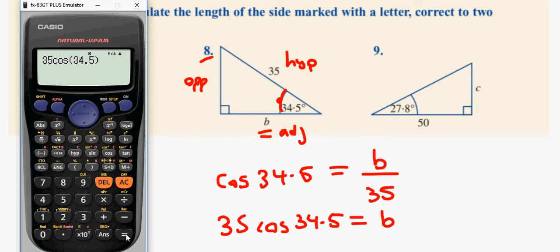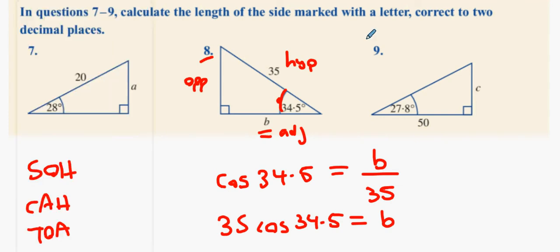Should the length be bigger or smaller than 35? Why? Hypotenuse has to be the longest. If you come out longer, you've done something wrong. Lucky for us, it's 28.84, which is grand. Everybody cool with that? Want you guys to try question 9 on your own, please.